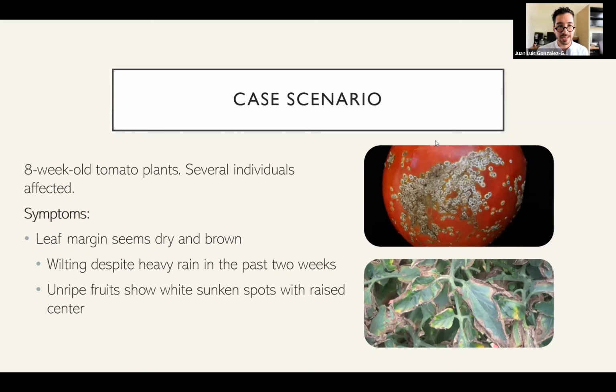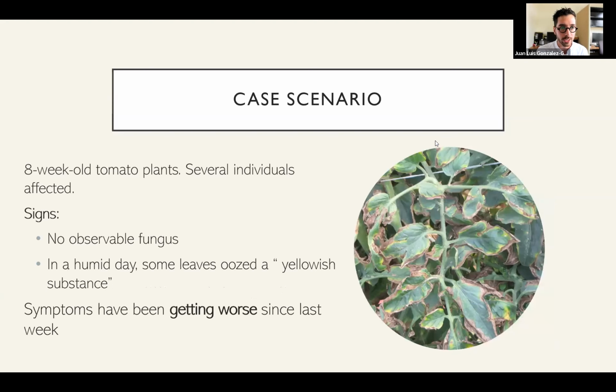And you can see that several individuals are showing some kind of disease. So first, identifying the symptoms. We can see in the image here of our case scenario that the leaf margin seems dry and brown. There seems to be some wilting despite that in the past 2 weeks, there was heavy rain. And some of the unripe fruits, as well as some slightly ripe fruits, show white sunken spots with a raised center.